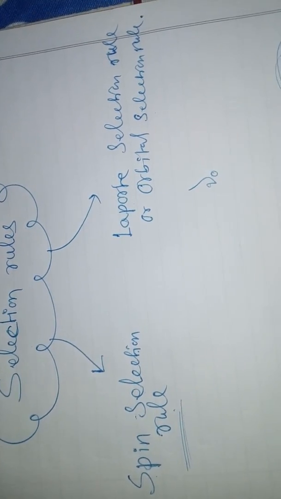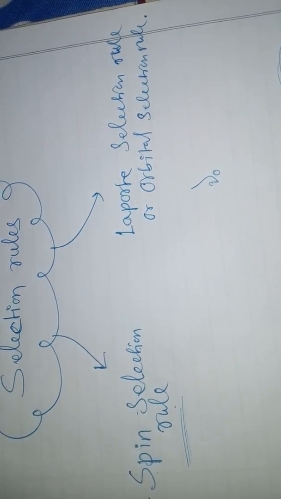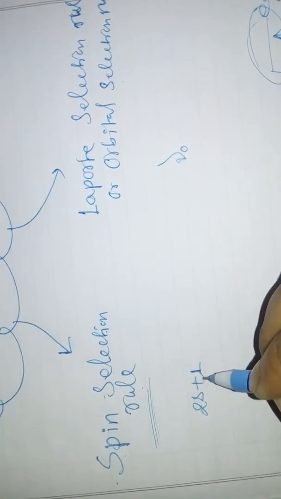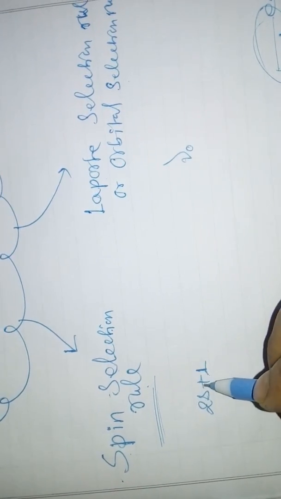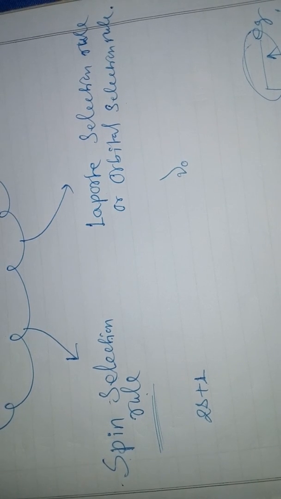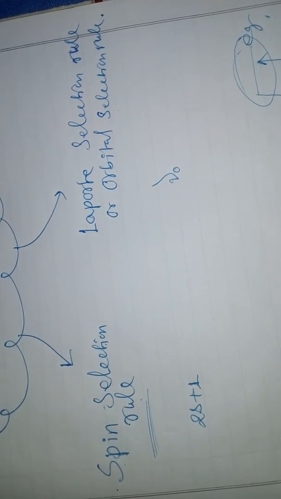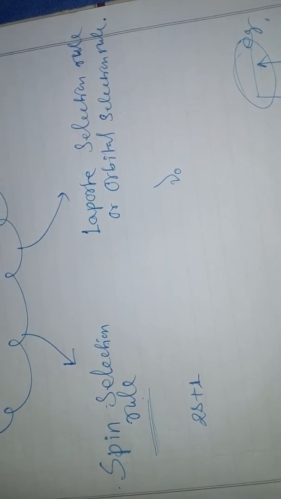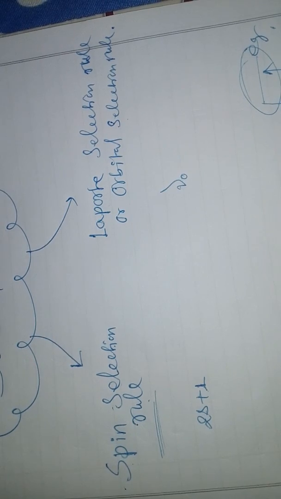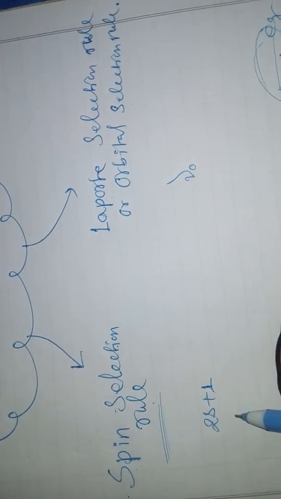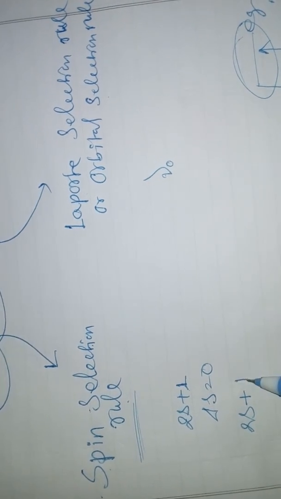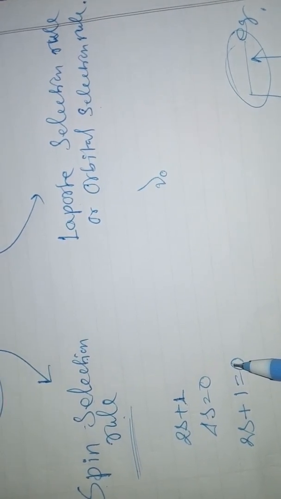It states that transitions may occur only between two energy states which have the same spin multiplicity, 2S plus 1. This is the spin multiplicity formula. Thus transitions resulting in a change in the total number of unpaired electrons are spin forbidden, since spin multiplicity depends upon S. For a spin allowed transition, delta S equal to 0.